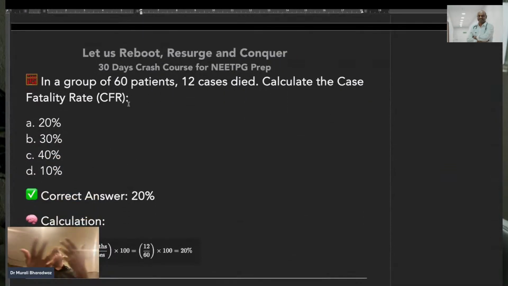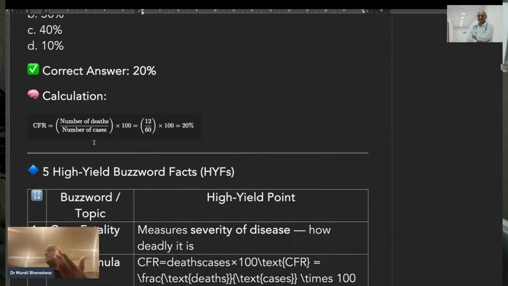In a group of 60 patients, 12 cases died, calculate the case fatality rate. If you know, you know, otherwise they died. Number of deaths by number of cases into 100. But what is important? Never include the primary case.